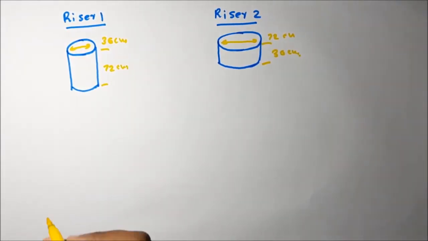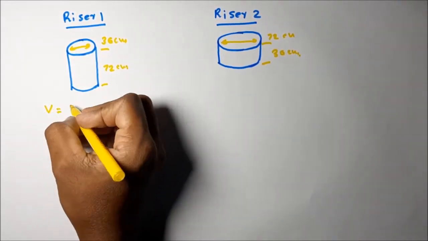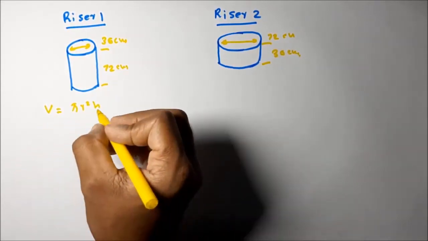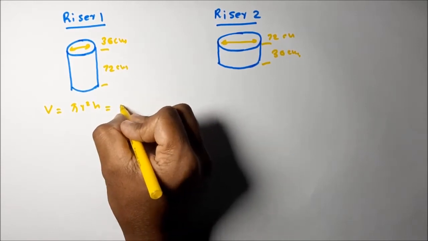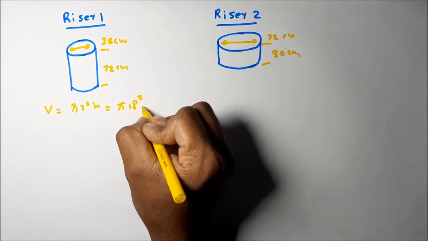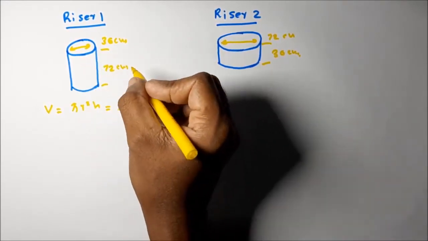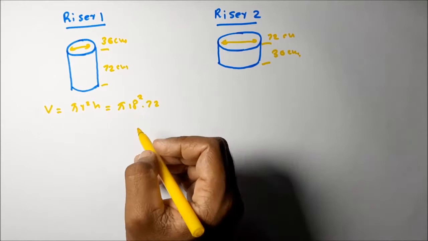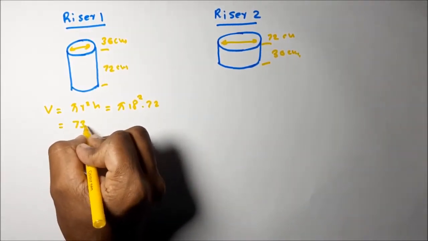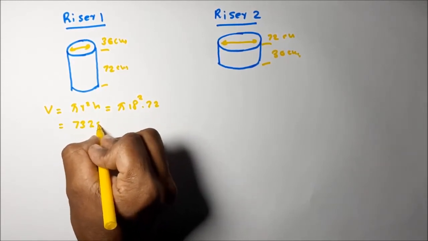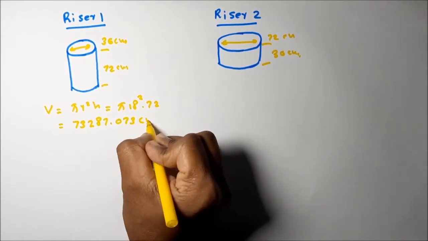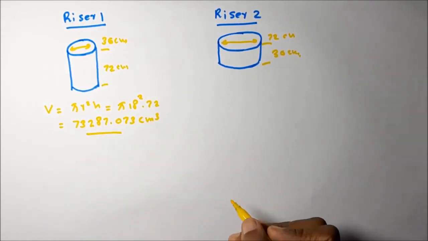So then what is the total volume? Total volume is equal to π r square into h. That is equal to π into 18 square into 72. 18 means the radius, radius is equal to 18, that is the diameter divided by 2. That value is equal to 73,287.073 cubic centimeters.